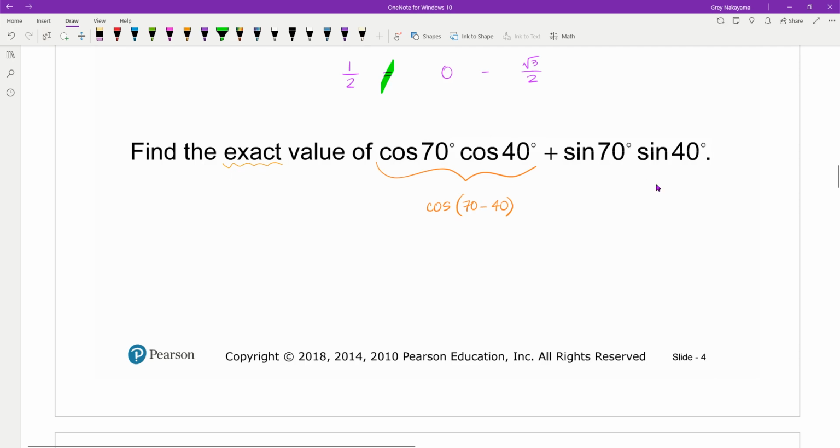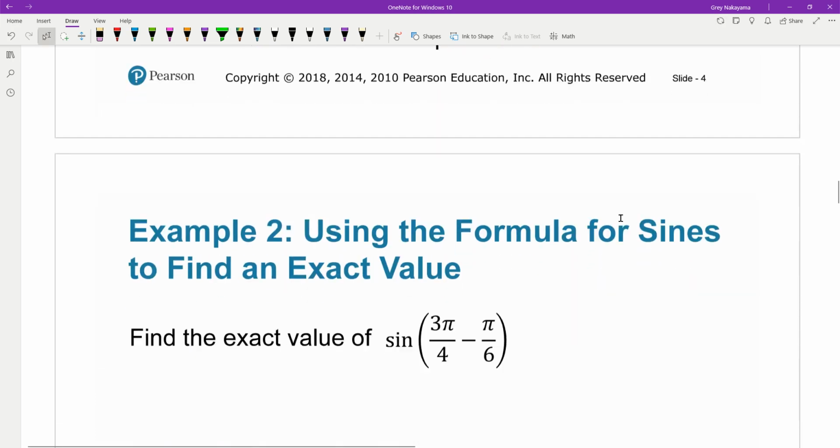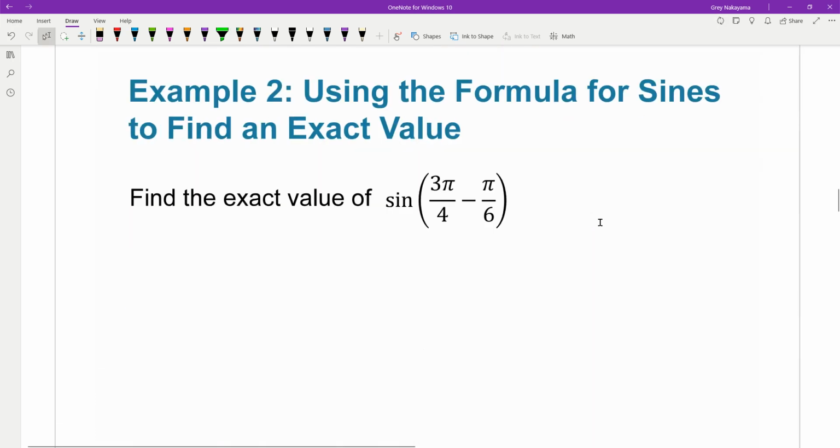So that's going to make that the cosine of 70 minus 40, which is 30, and the cosine of 30 is square root of 3 over 2. Last time I checked. Okay? So simple. All right.